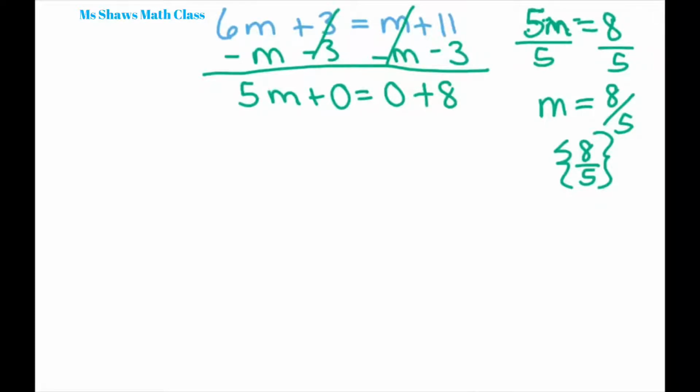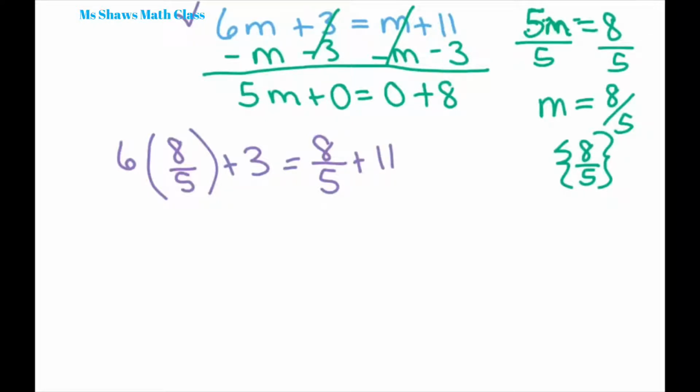Now let's check our solution. So we're going to use our substitution property of equality. You're just copying down this original equation. And everywhere there's an m, you put 8 divided by 5. Now, I'm going to write this in fraction form. I'm going to write 3 in fraction form. And I'm going to write 11 in fraction form. All right. So, 6 times 8 is 48. So, we have 48 divided by 5.